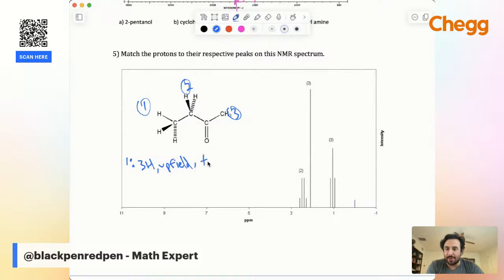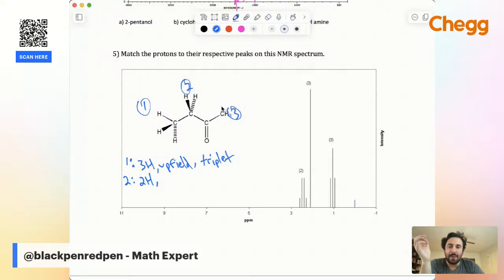And we will expect that to be split into a triplet because we see 2 protons next door. 2, and then remember it's the n+1 rule. So 2 + 1 is 3. The resonance corresponding to these protons on the methyl group will be split into 3 smaller peaks, or a triplet. Now 2 is going to be integrated to 2, so 2H.